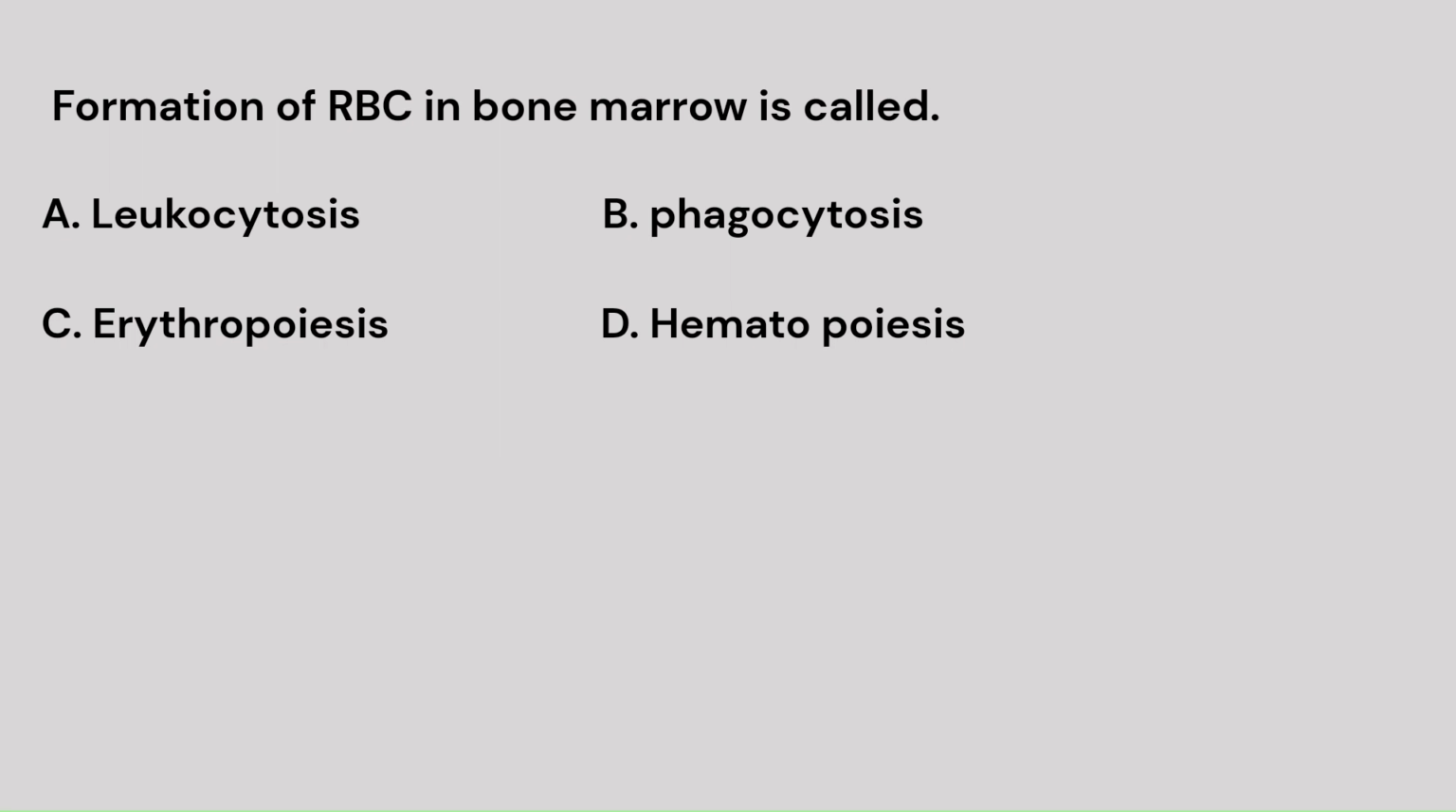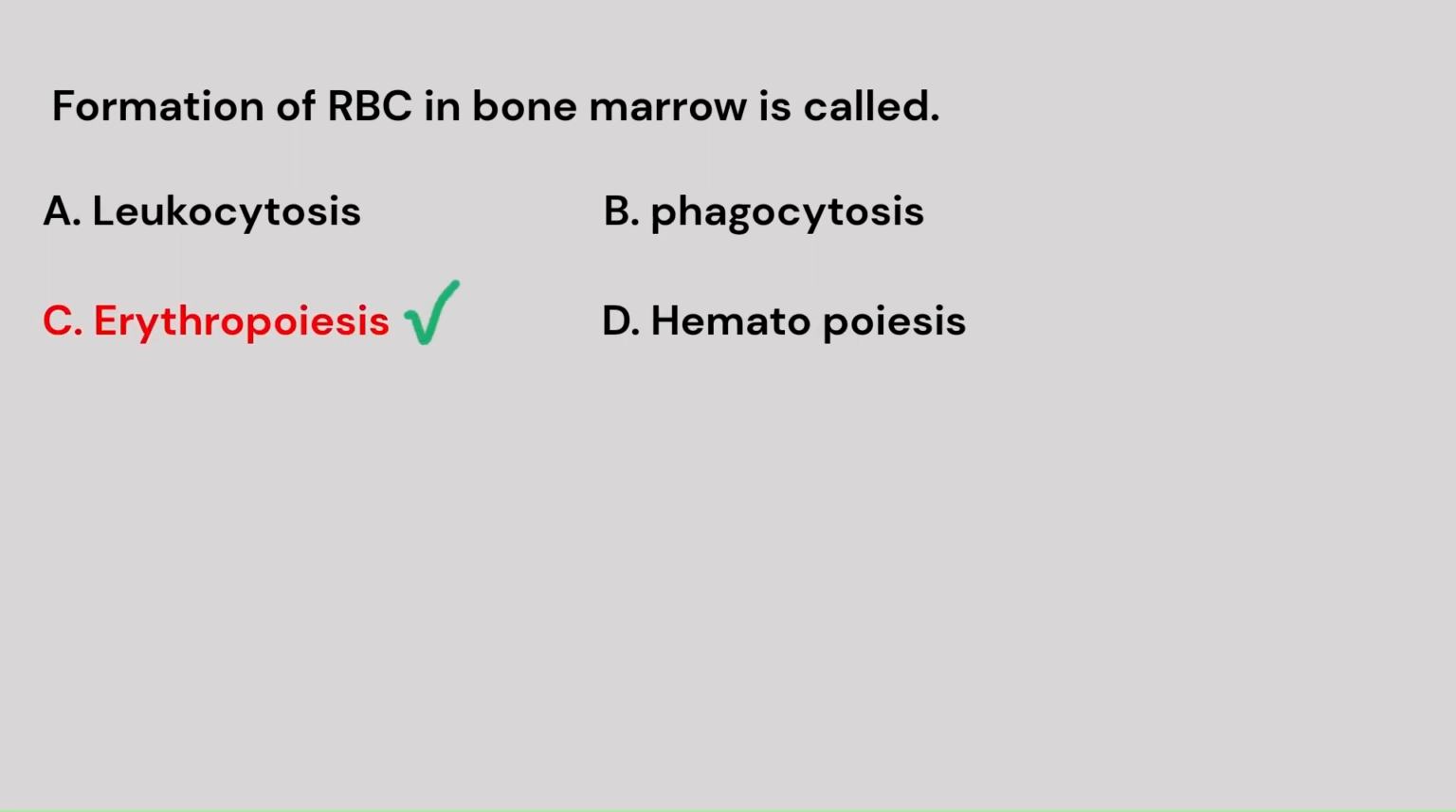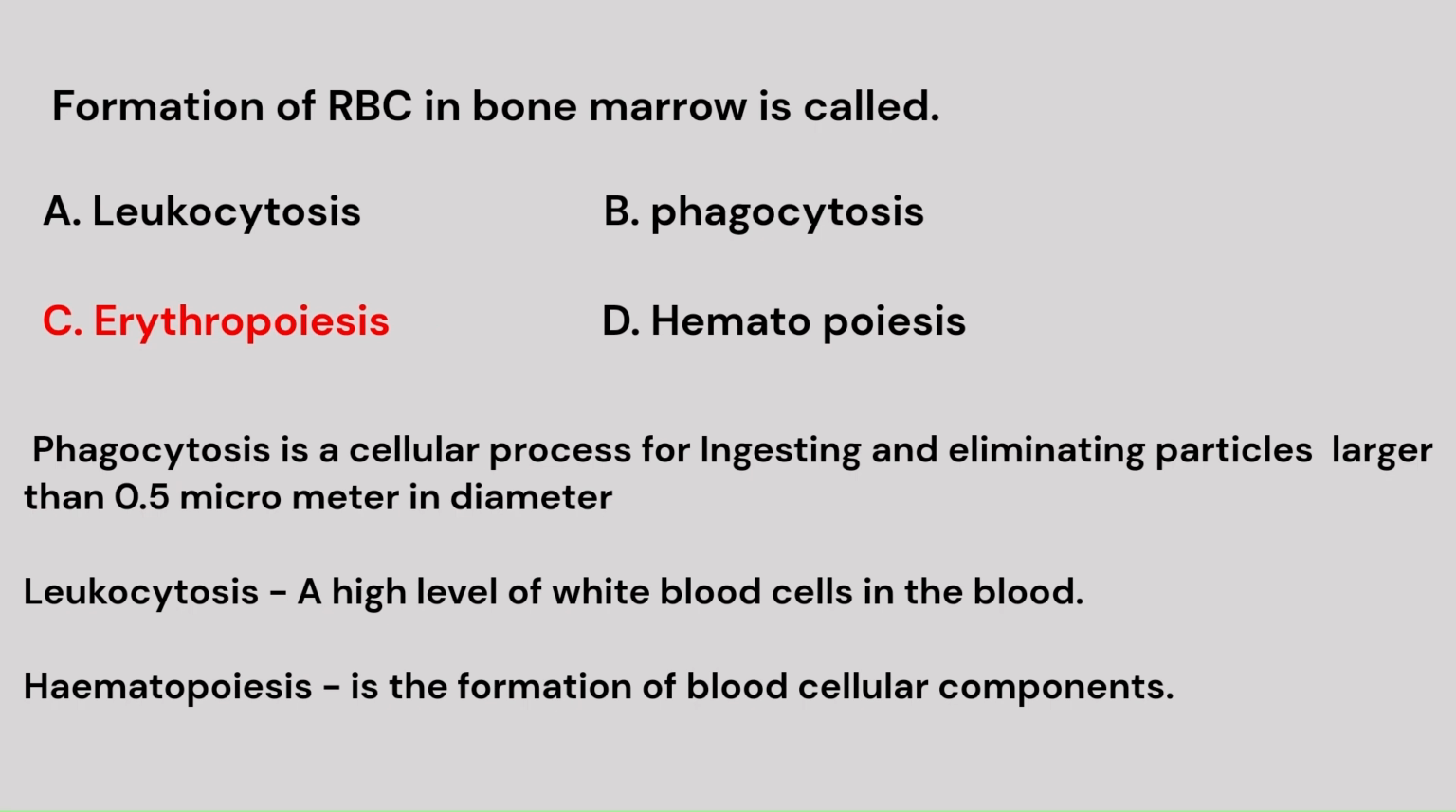Next question. Formation of RBC in bone marrow is called option A, leukocytosis. Option B, phagocytosis. Option C, erythropoiesis. Option D, hematopoiesis. The correct answer is option C, erythropoiesis. Phagocytosis is a cellular process for ingesting and eliminating particles larger than 0.5 micrometer in diameter. Leukocytosis is a high level of white blood cells in the blood. Hematopoiesis is the formation of blood cellular components.